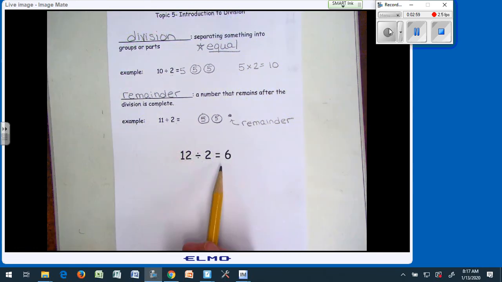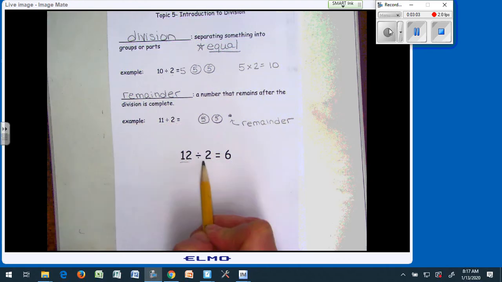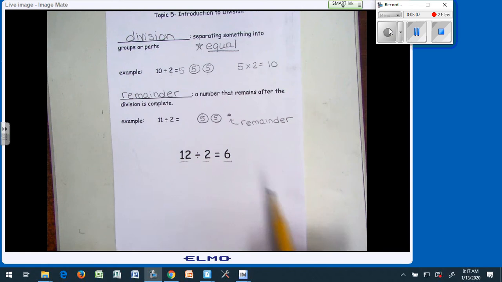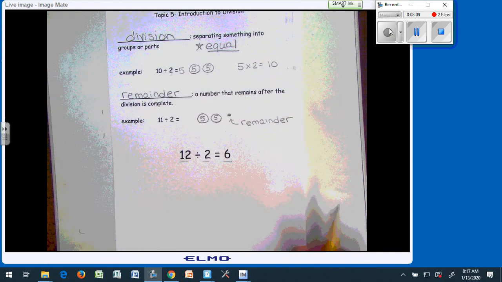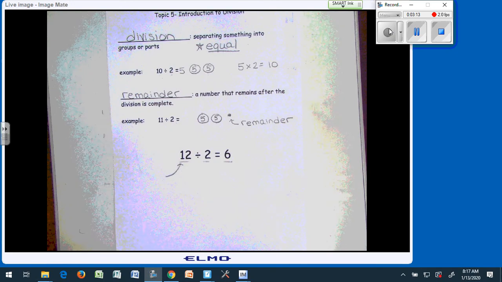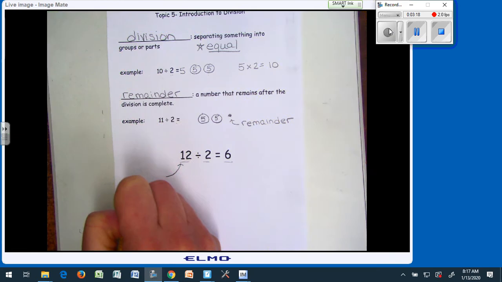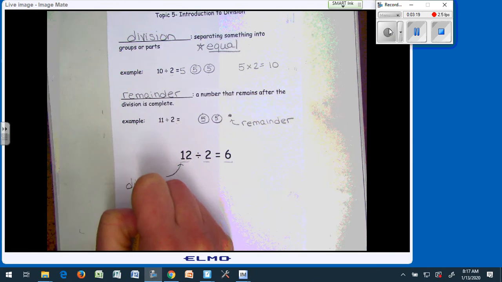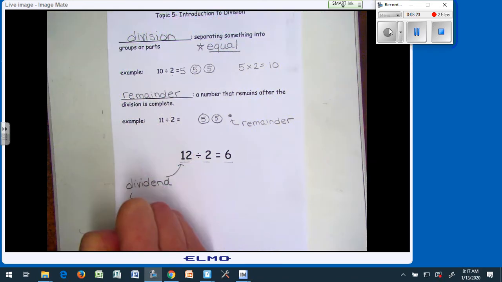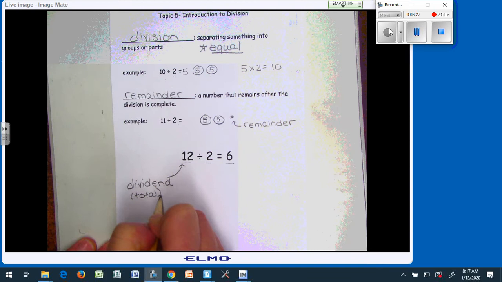Now let's talk about the parts of a division problem. We have my 12, 2, and a 6, and they each have a separate name, and we're going to use these names a lot, so we want to make sure you know what they are. So why don't you draw a little arrow to your 12, and can you write the word dividend? That's your total number, or your largest number that you're beginning with.